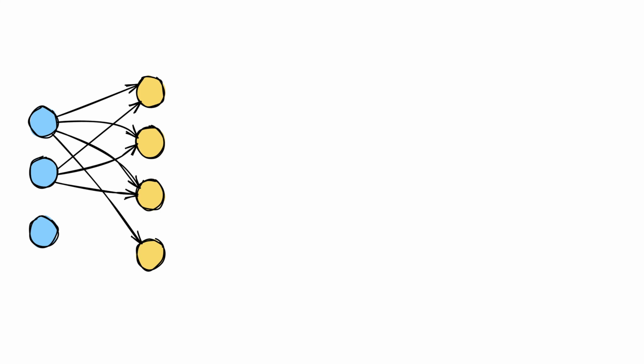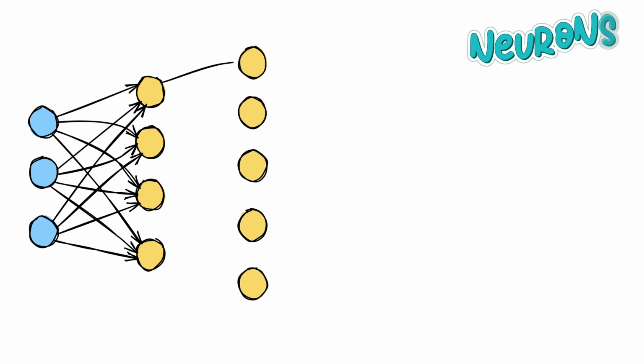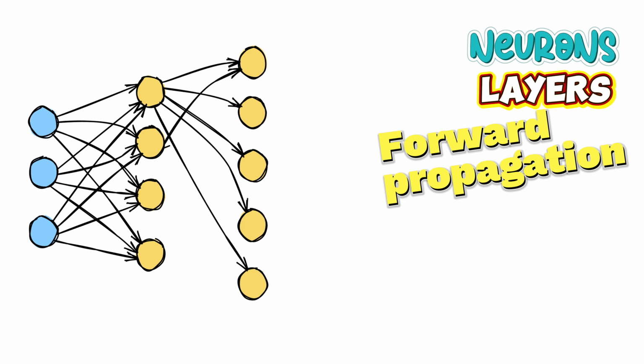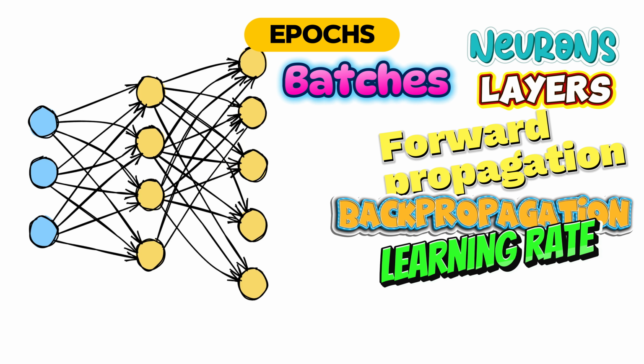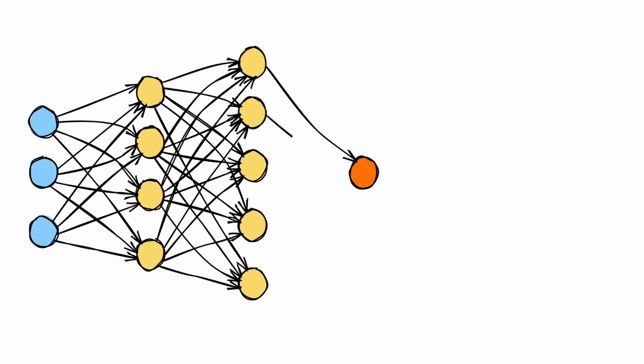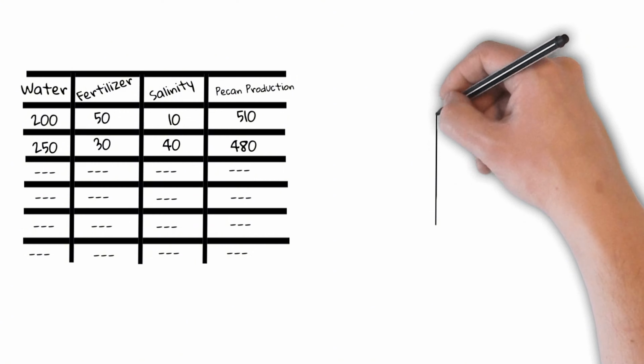In the previous two videos, Dr. Hossein explained how a neural network works. We learned about all the basics and essential components of neural networks, such as neurons, layers, forward propagation, back propagation, learning rate, epochs, and batches. Now that we are familiar with neural networks, let us write code for a neural network using Python.